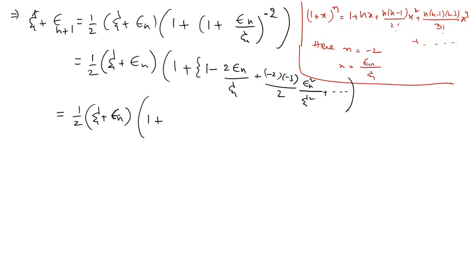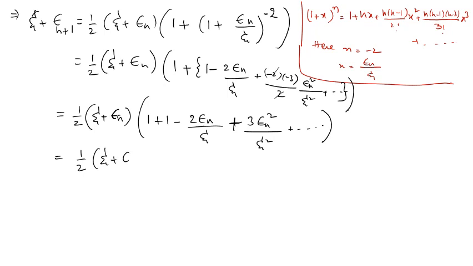Let us remove this bracket. This is this bracket: 1 plus 1 minus 2 epsilon n by xi, plus these two cancel, minus into minus plus 3 epsilon n square by xi square and so on. So this is 1 by 2 xi plus epsilon, this is 2 minus 2 epsilon n by xi plus 3 epsilon n square by xi square and so on.